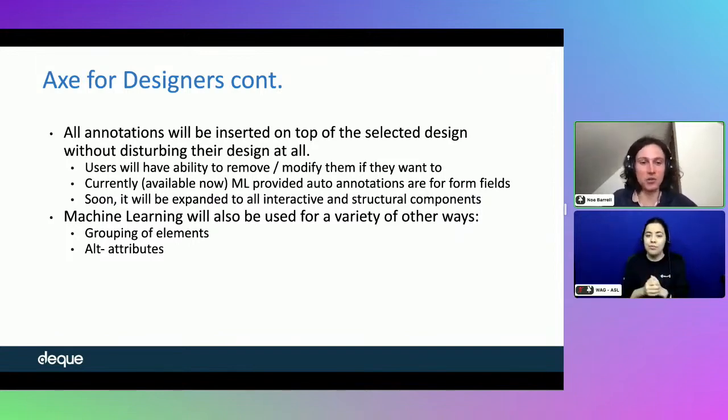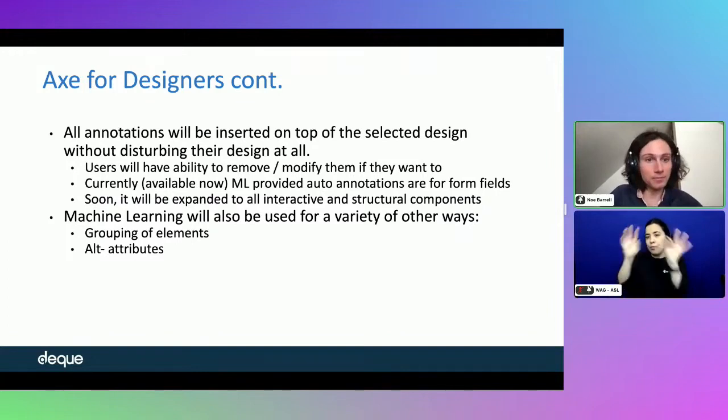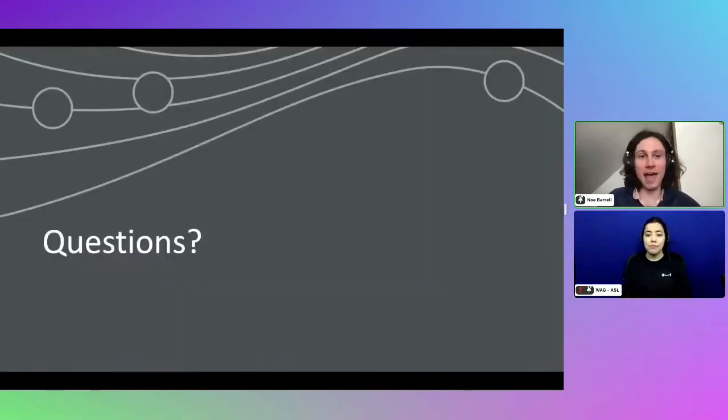And like I said, soon this will be expanded to all interactive and structural components, but for right now, we're just doing the form fields. And then soon we'll be using machine learning for a variety of other ways to test the alt attributes of images and icons. But for right now, Axe for Designers just uses machine learning for the forms. And with that, I think it's time for some questions if we have any.